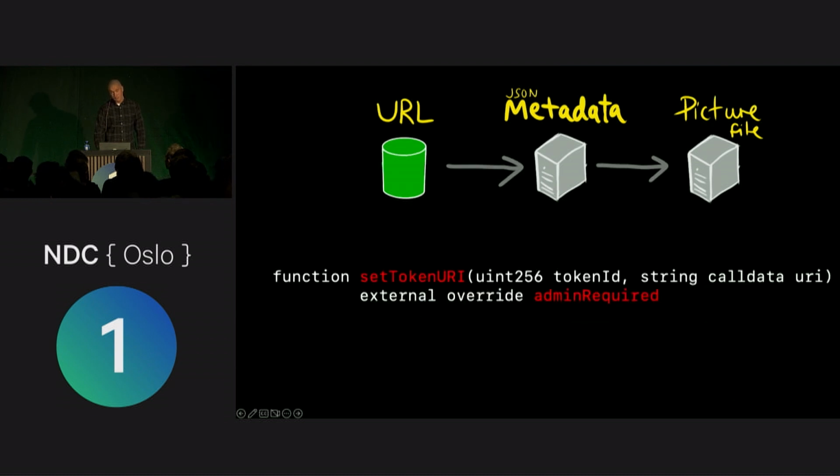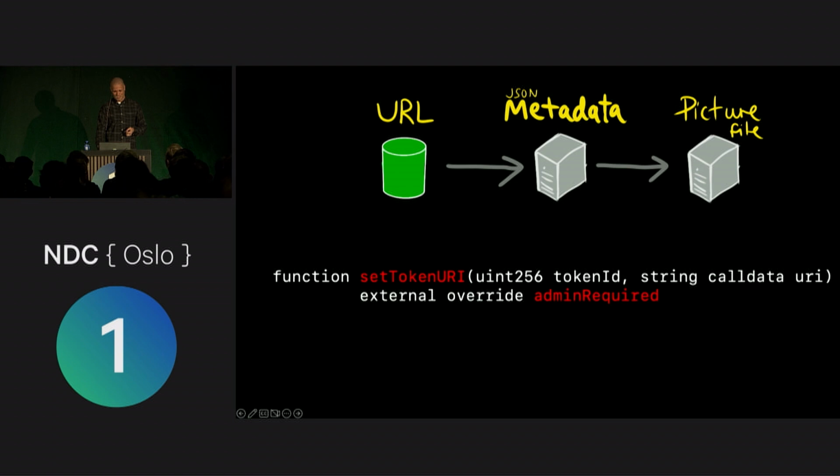Yeah, but it's even worse than that, because if you read the contract, you will find a function that's called set token URI. Okay, it's protected by admin required, but that just means that the guy that made this contract can do this. So even the URL can change.